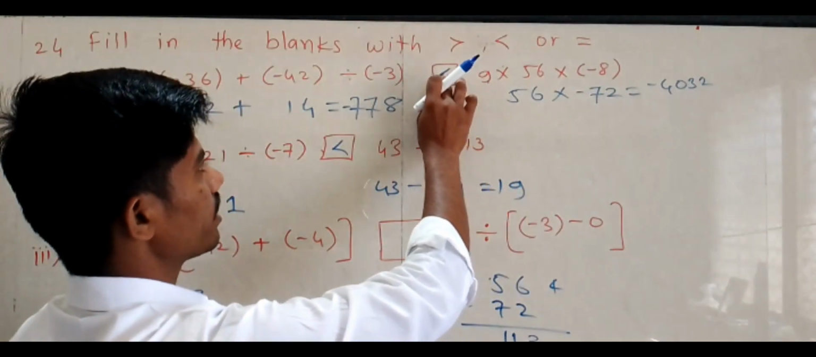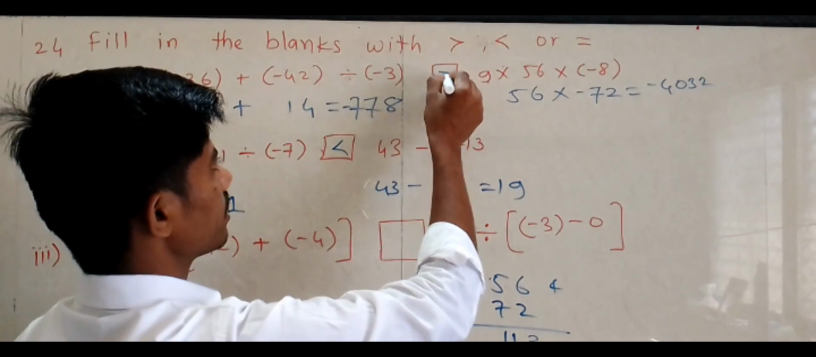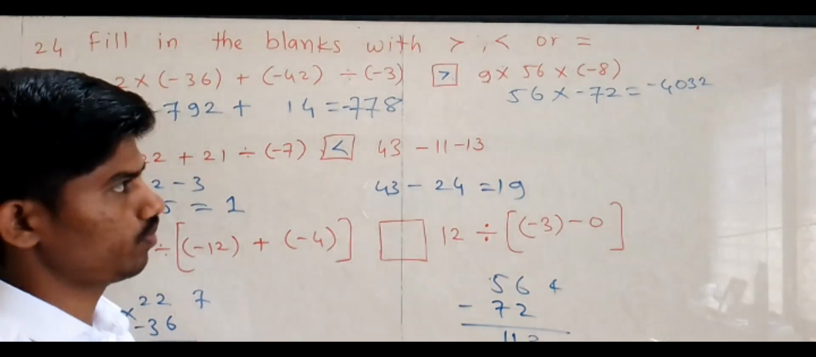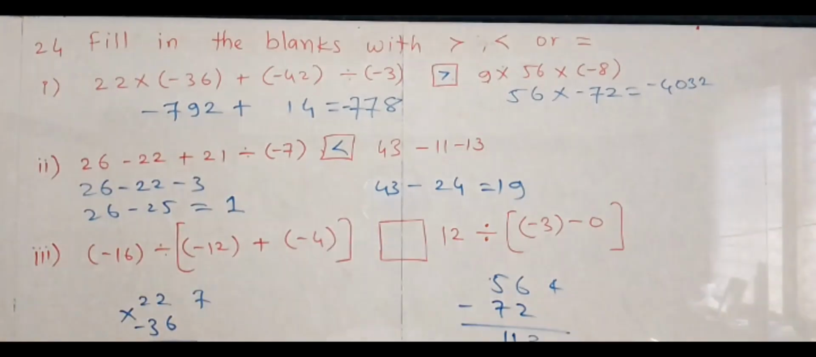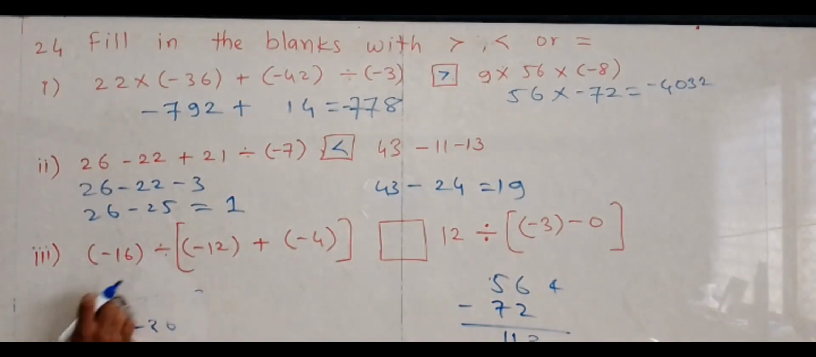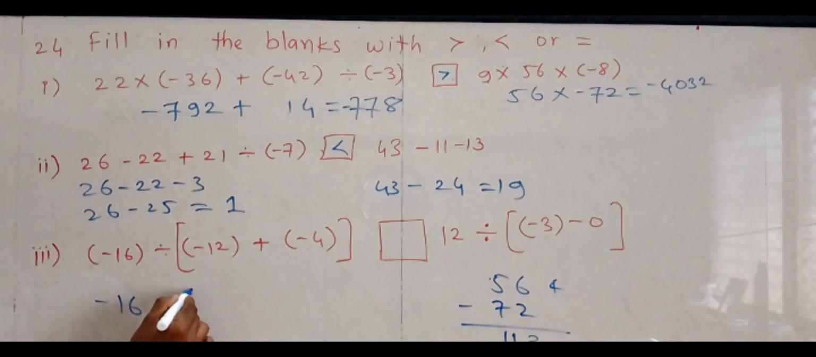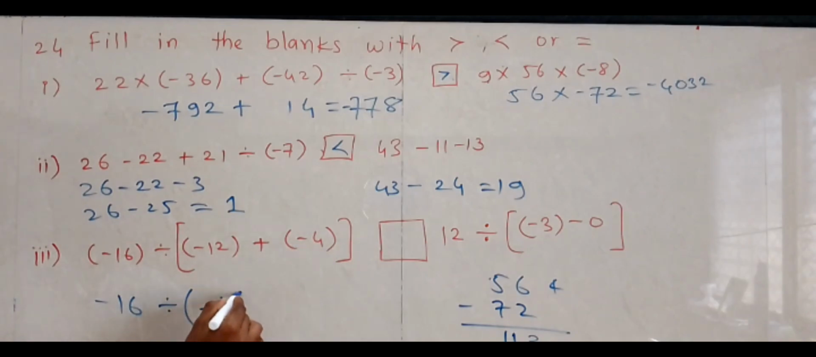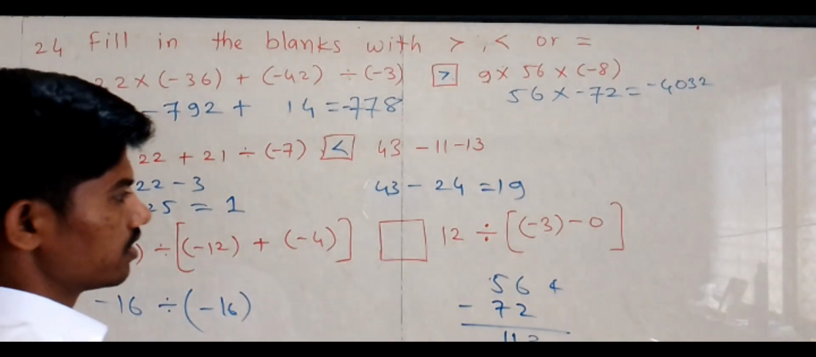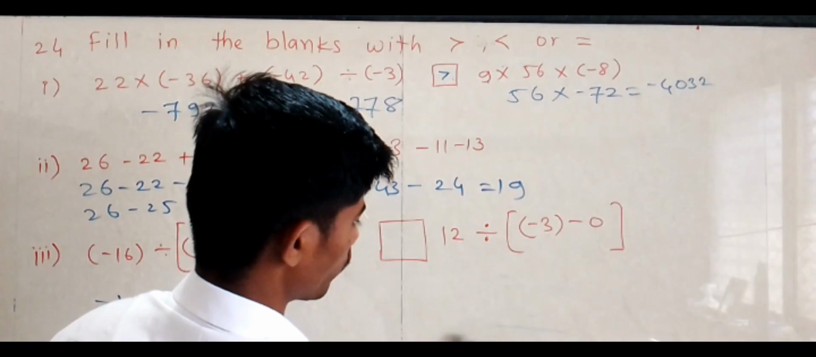Sorry, I made a mistake over here. So this one is greater and that one is very small. So I made a mistake, sorry for that. So last step, I'm just erasing this portion. So minus 16 as it is, divided by minus 12 plus 4, minus 4. So minus 12 minus 4, it becomes minus 16, and the symbol as it is.